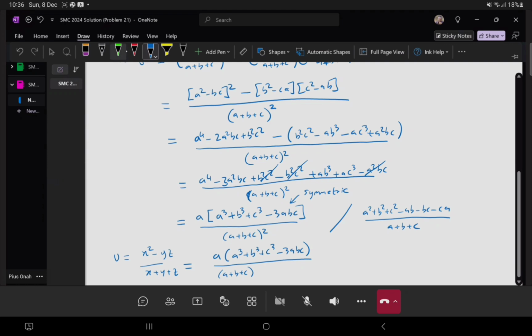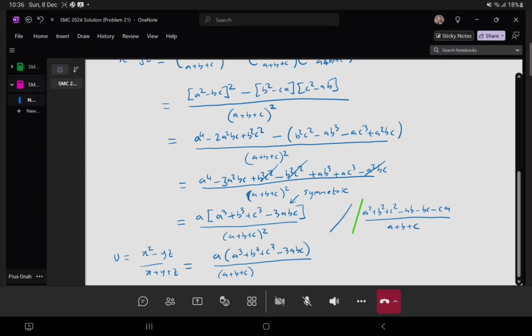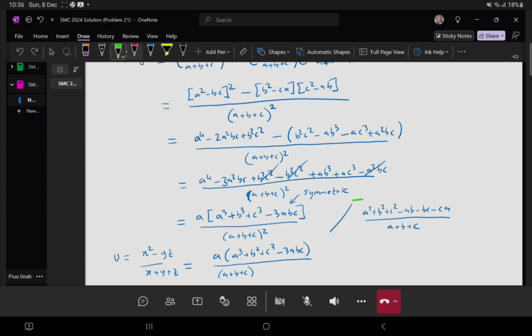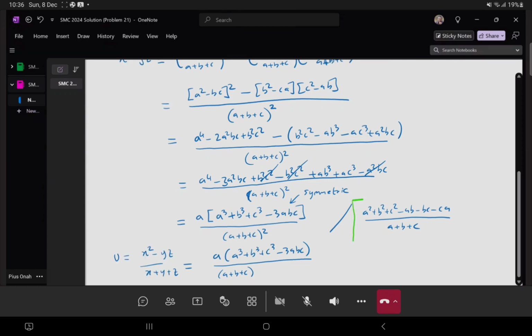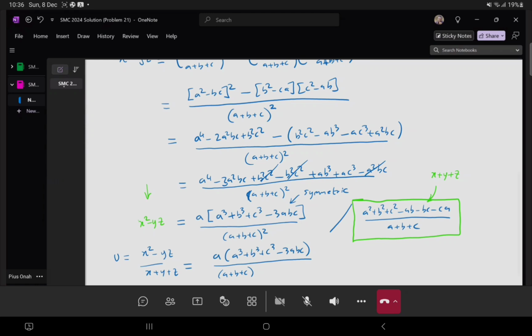Yeah, so okay. You mean here? Yeah, and box it in green or something. Okay. So this here is x plus y plus z. And here, coming down, this is x squared minus yz. So we're just dividing these two.